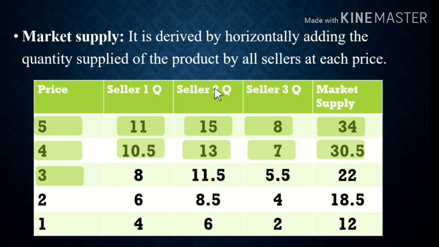እዚህ ጋርም ከ13 ወደ 11.5 ቀነሰ seller 2, seller 3ም ቀነሰ። አሁን what we are trying to find is market supply ሲቀንስ አይቀንስም? Market supplyም ቀንሷል። እቺ 22 ከየት ነው ያገኘናት? This 22 is from a horizontal sum of 8 plus 11.5 plus 5.5 is going to give you 22.